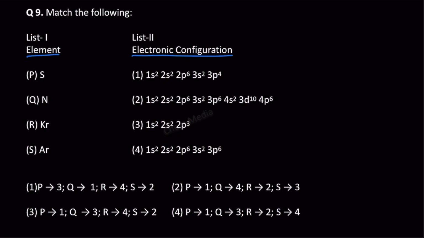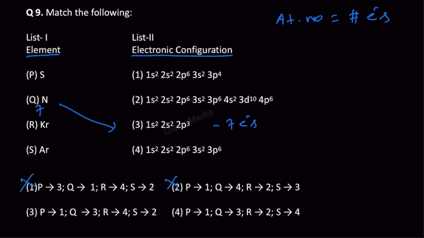So, for example, I remember the atomic number of nitrogen, that is 7. Atomic number in a neutral element is equal to the number of protons and number of electrons. Therefore, the electronic configuration for nitrogen is 1s2, 2s2, 2p3. We have 7 electrons here in total. So, this means Q should match with 3. This means 1 is wrong, 2 is also wrong.